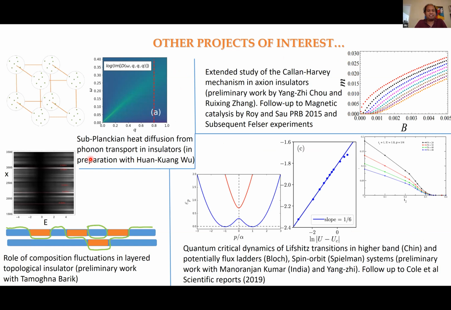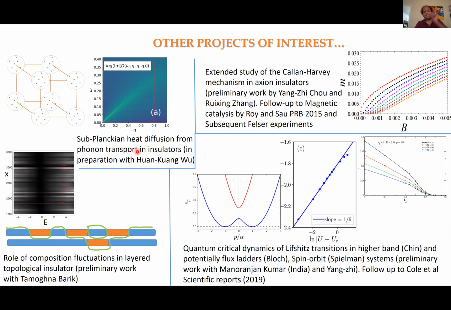This is close to done, but in the writing stage. We were motivated by Kapitulnik's experiments from a few years ago on heat diffusion.